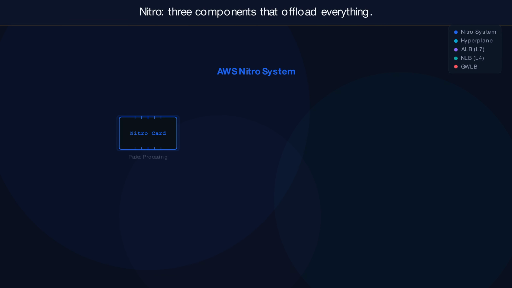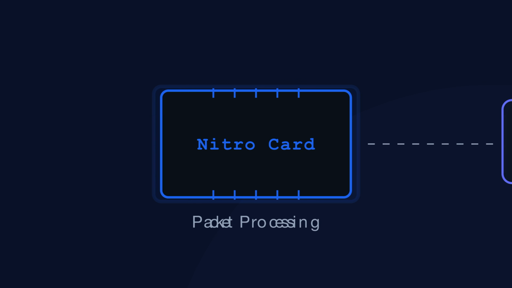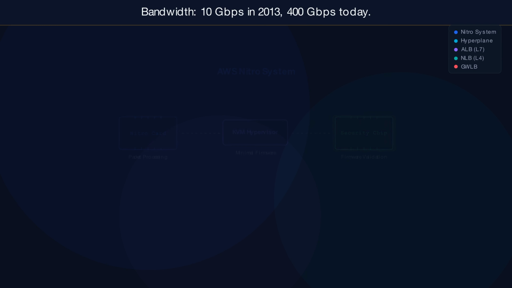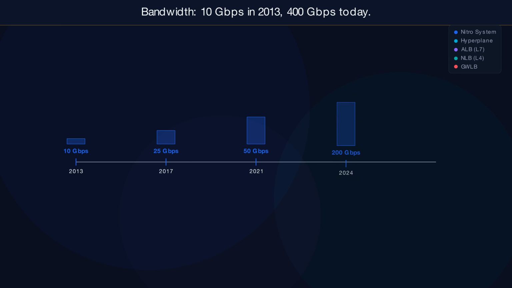The Nitro system has 3 components. First, the Nitro card, a custom network interface card with its own processor that handles all packet processing at hardware speed. Second, a minimal KVM hypervisor, just enough firmware to run virtual machines. Third, the Nitro security chip, which validates the hypervisor firmware has not been tampered with.